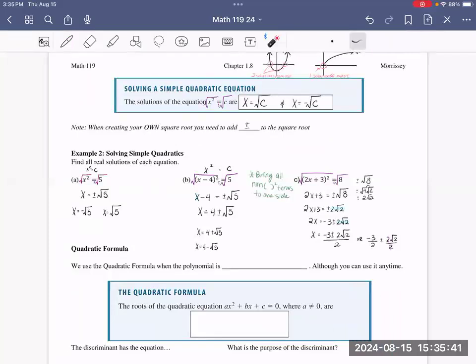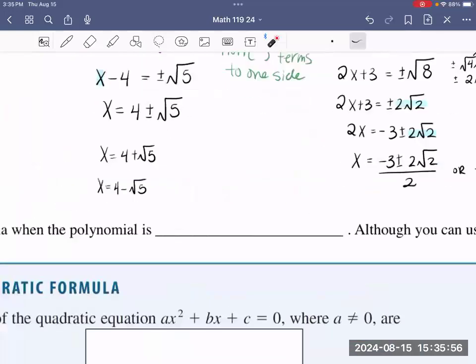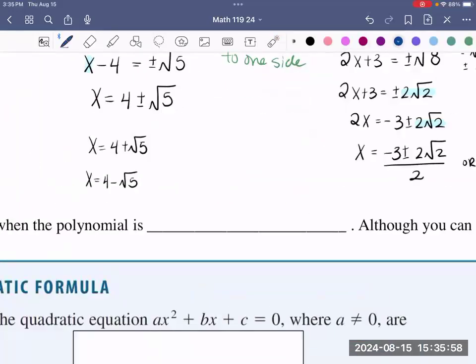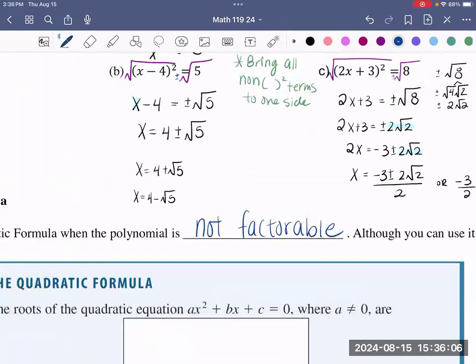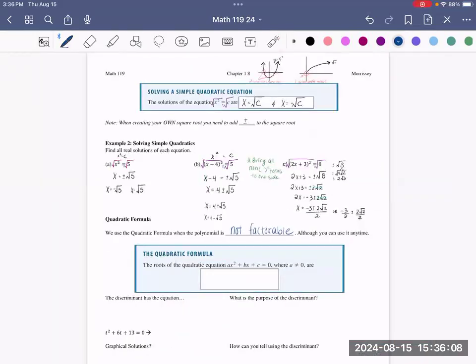Now, what if we try either one of these methods, or we try to factor and it doesn't work? So one thing we can do is the quadratic formula. We can use the quadratic formula when the polynomial is not factorable. So if it's not factorable, your mind should go right to the quadratic formula. Now you can use it at any point in time though. So even if it is factorable, you can use the quadratic formula.